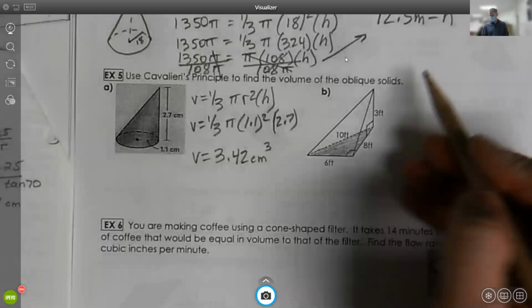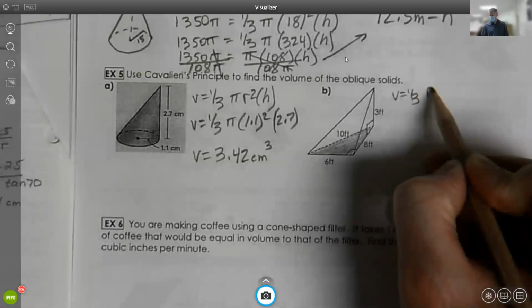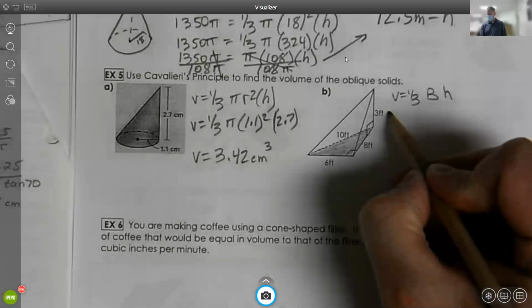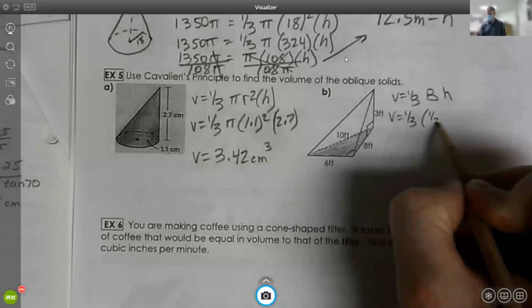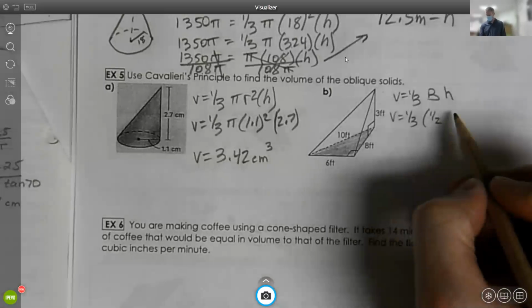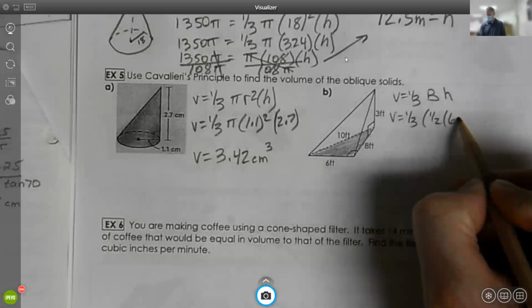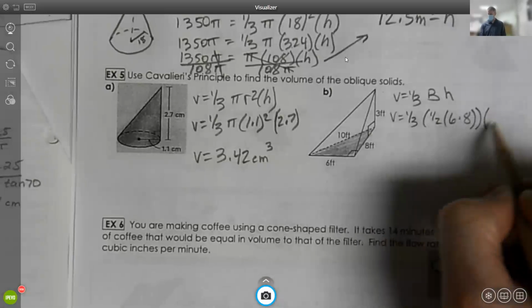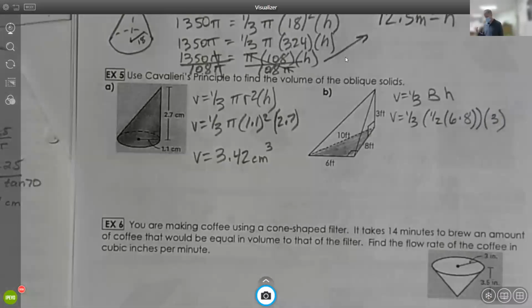So our volume is going to be 1/3 BH. Well, in the past, when we were working with a cone, the B is a circle, so it's always pi r squared. But this B is a triangle. So this B is going to be half the base times the height, the 6 times the 8. And then we times it by the height from perpendicular to that base.